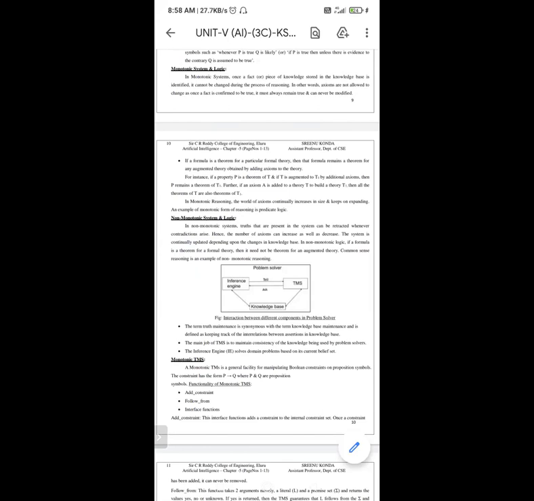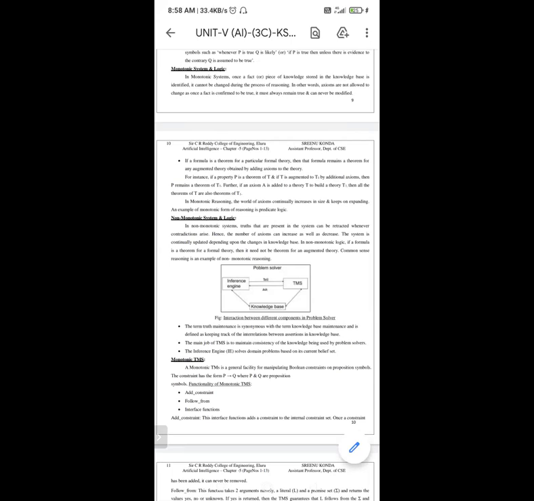Okay. The knowledge base keeps track of the knowledge. Next, the TMS is used for maintaining the consistency of knowledge being used by the problem solver. So TMS is for consistency. Next, the knowledge base is for keeping track of interrelations between the assertions in the knowledge base. And the third one, the inference engine (IE), solves the domain problems based on its current belief set.